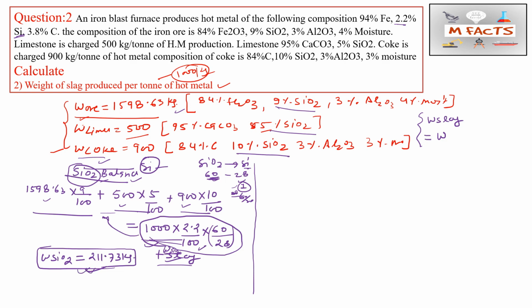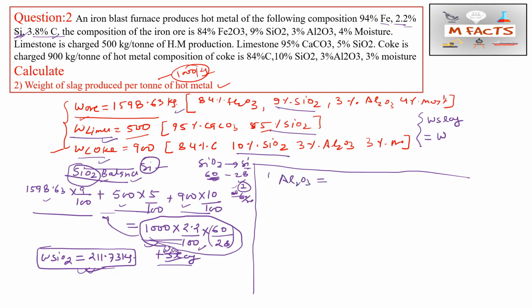Okay, so the next thing is, in hot metal we can see that there is only carbon and Fe and silicon. Silicon we have already balanced. Carbon we need not balance, because the rest of the carbon will go in the blast furnace gas, and they are asking about the slag only. So we will not calculate the blast furnace gas here. We will see the weight of slag only. So we will not go for carbon.